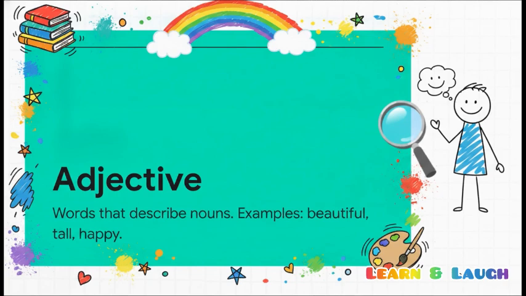First up, adjectives. I love these because they are your colorful words. An adjective's entire job is to describe a noun, to give us juicy details and paint a much clearer picture in the listener's mind. It's the difference between just saying a book and saying a beautiful book, or a teacher versus a tall, happy teacher. Adjectives attach themselves directly to nouns to give them texture, size, color, or emotion.